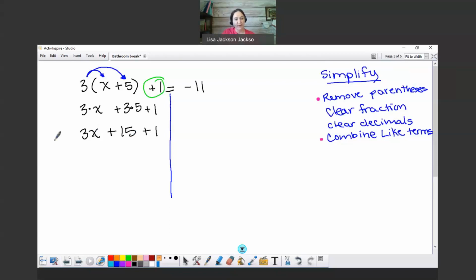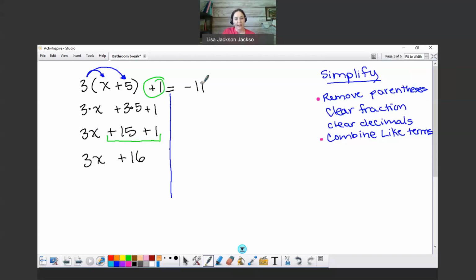Not done simplifying over here. We have like terms. We have 2 terms that do not have variables. That makes them like each other. So we have 3x and 15 plus 1 is 16.